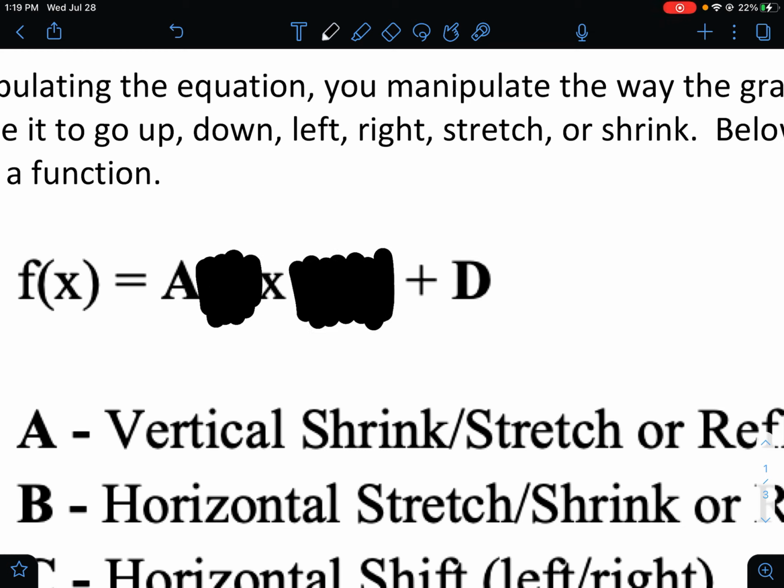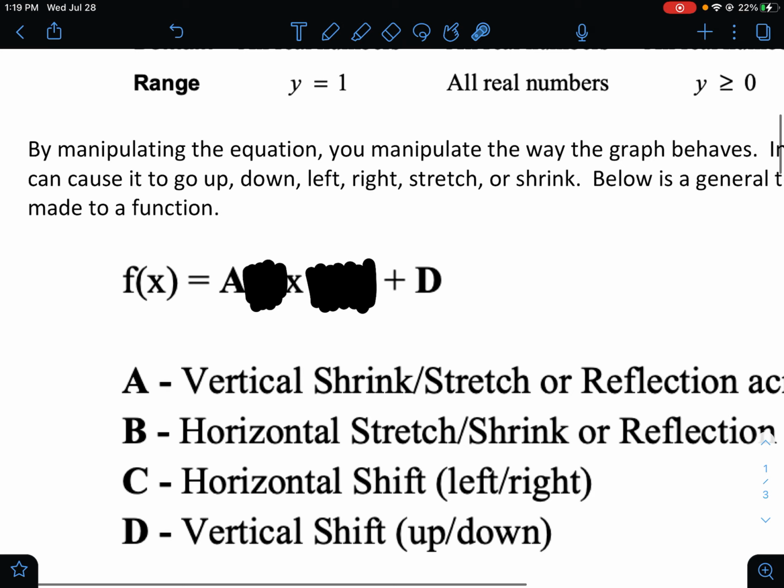And so there will not be any horizontal shrinking and stretching. There will not be any horizontal movement. Everything will be vertical stretching and shrinking or flipping, because if it's negative, and everything will be shifting either up or down. There is no left or right. There is no horizontal stretch or horizontal shrink. So essentially, these are gone when you're dealing with linear.